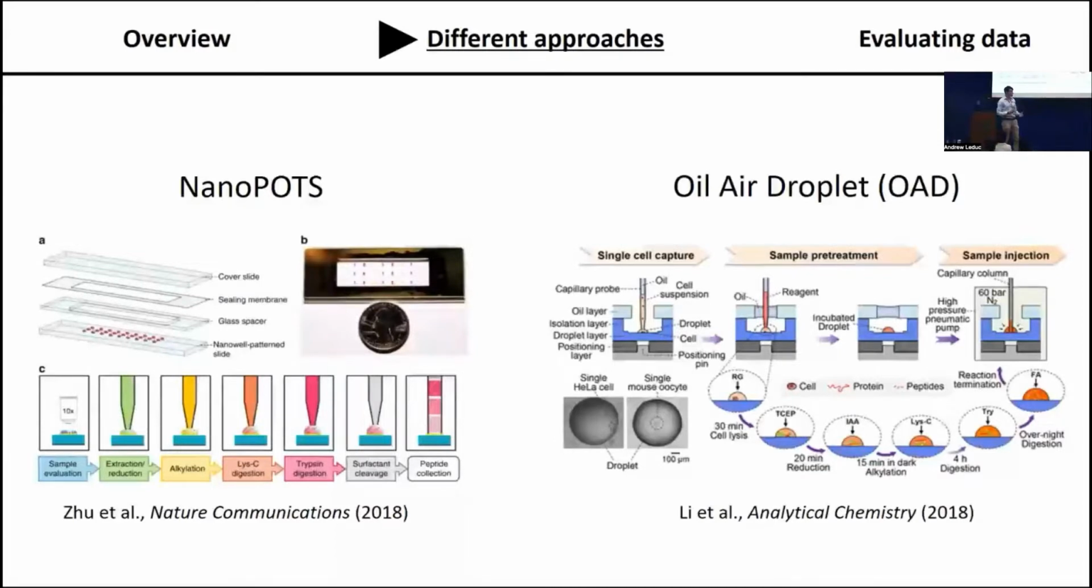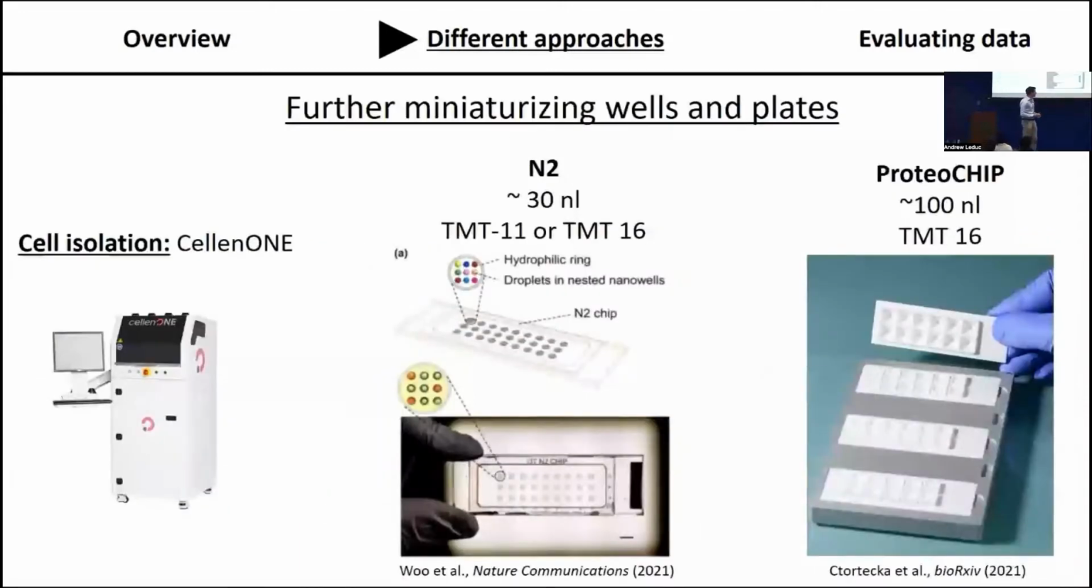And some early work providing data along these lines was, again, from the Kelly lab, the nanoPOTS methodology, and also oil-air-droplet methods that took these reaction volumes down from past like the 1 microliter range into the range of nanoliters. And there's been additional recent work along these lines, scaling up the sample prep further and reducing volumes with additional chips down to volumes of about 20 nanoliters, and allowing for a scale up in the number of single cells that can be prepared simultaneously with the N2 method developed by Ying Zhu, and also with the ProteoChip.